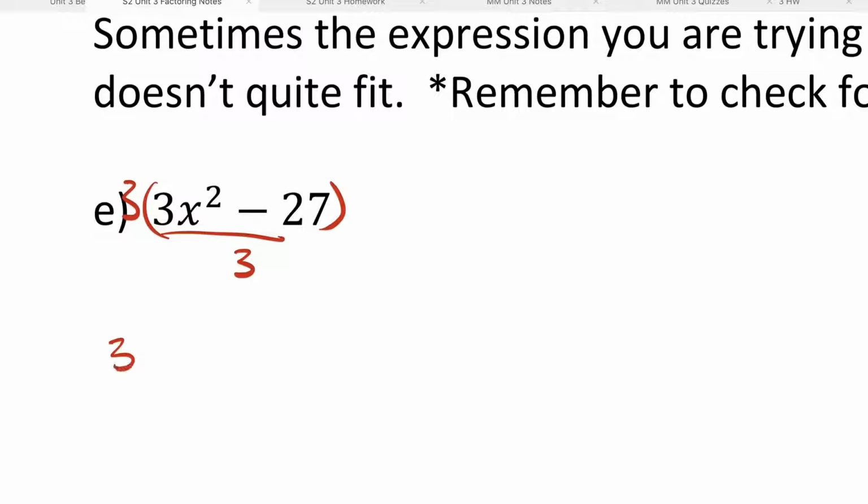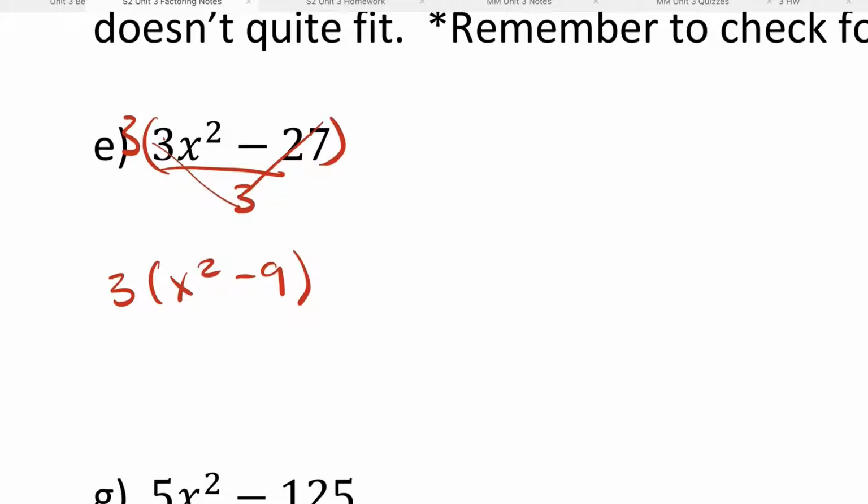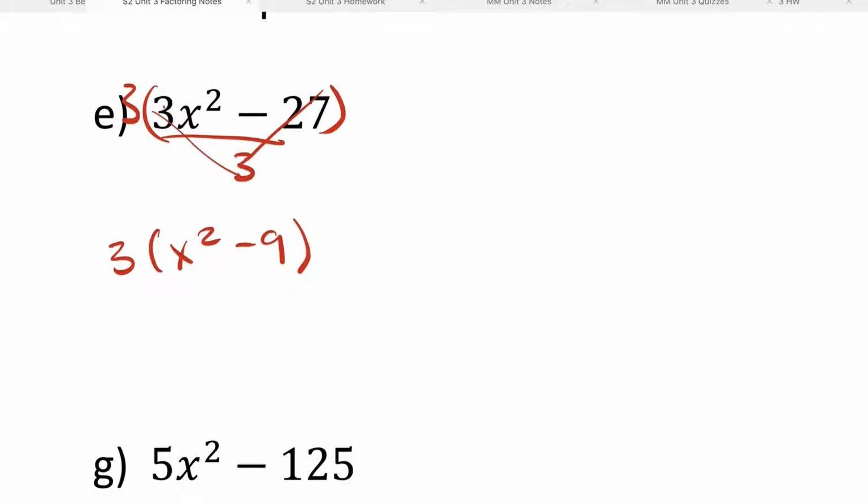That would give us 3. 3 divided by 3 gives us 1, so that just gives us x squared. And negative 27 divided by 3, that would give us a negative 9. Okay, now what's in the parentheses is the difference of perfect squares. We could square root the first and last term. We'd end up getting, the 3 would still be there. We'd have x plus 3 and x minus 3.